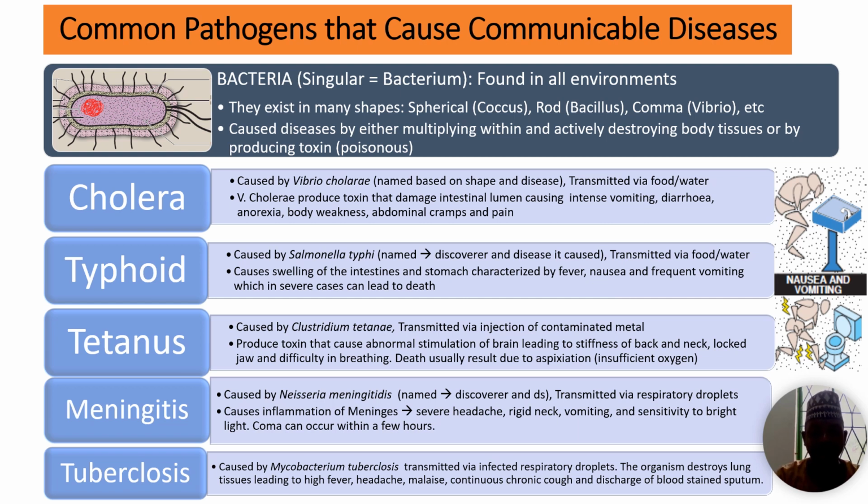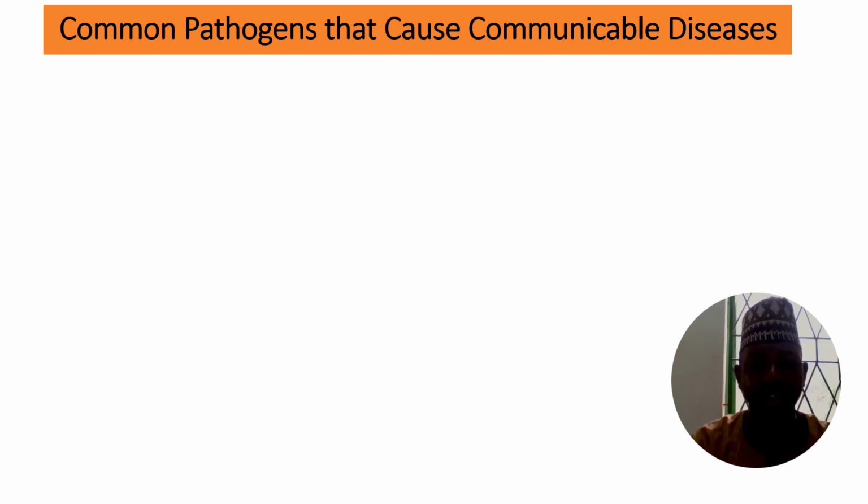And once in the respiratory system, the organism destroys the lower respiratory system, the lungs, the lung tissue, leading to high fever, headache, general body weakness, and continuous chronic cough and discharge of blood-stained sputum. So these are some examples of bacterial diseases in the environment.